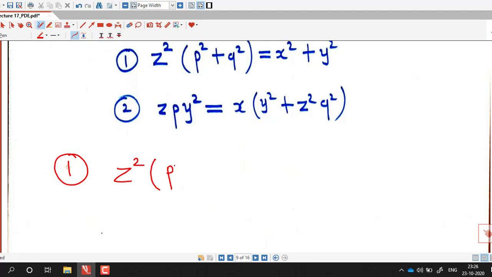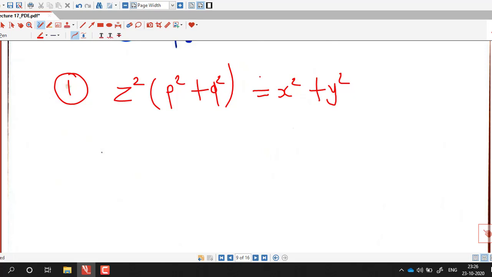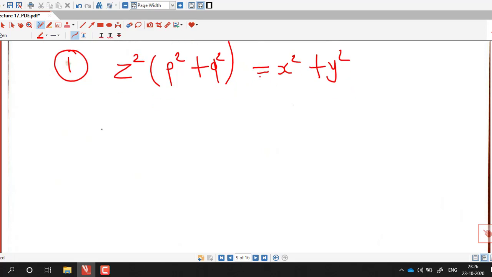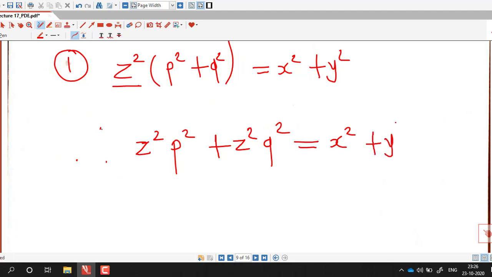z square times p square plus q square equal to x square plus y square. So this is not in standard form 3 because you can see z is present. In standard form 3 we must have z absent. So how to convert this into standard form 3? This I can rewrite as z square p square plus z square q square equals x square plus y square.